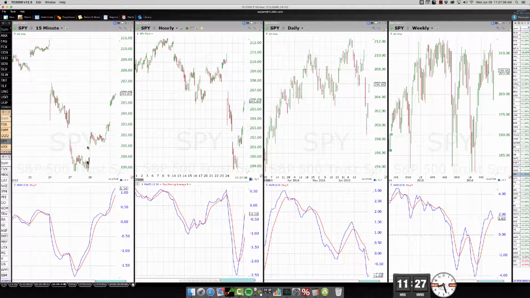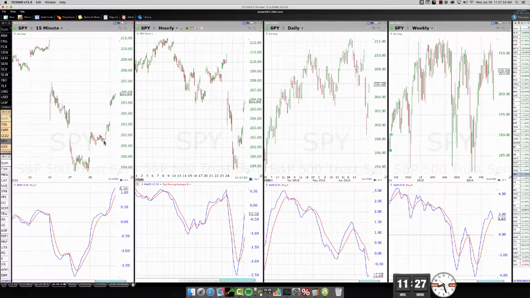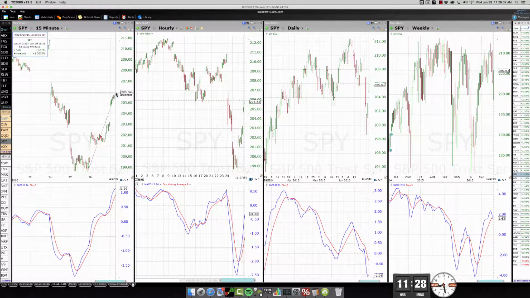A pullback of $3, $4, $5 on a $12 drop is not a big deal. Take a look at the power of the pullback. We went from below 199 on the first go to 202. That's over $3 right there. That's the power of that divergence. It's 364. Then you have the pullback that we've been analyzing right now, and the continuation. Now, the entire length of the pullback up until right now is $7.28.